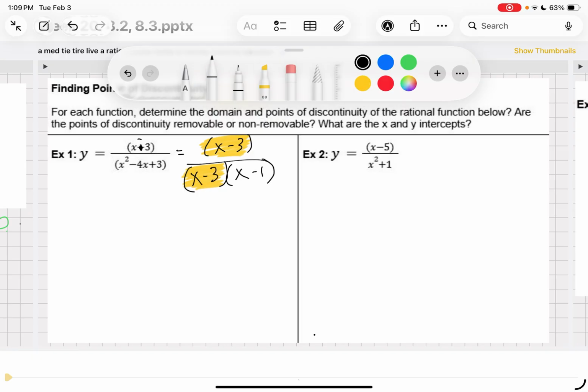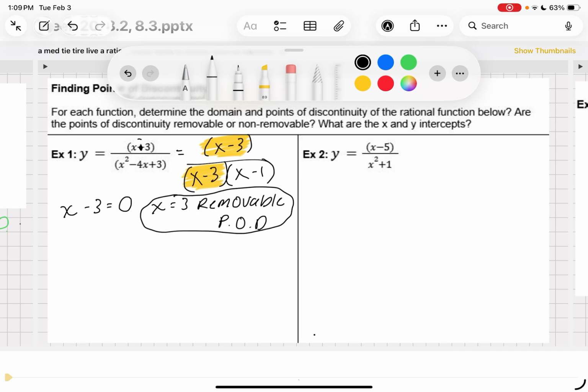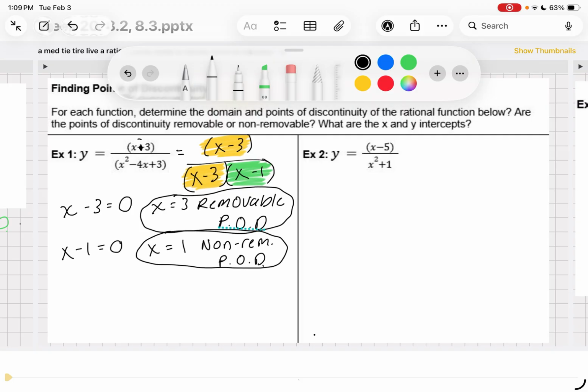So this means for x minus 3 equals 0, x equals 3 is going to be a removable point of discontinuity, okay? So I actually have 2 points of discontinuity because I also have x minus 1 over here, so let's also find that one, but it will be non-removable. So I've got x minus 1 equals 0, so that means x equals +1 is a non-removable point of discontinuity, okay? All right, so we found all the points of discontinuity.